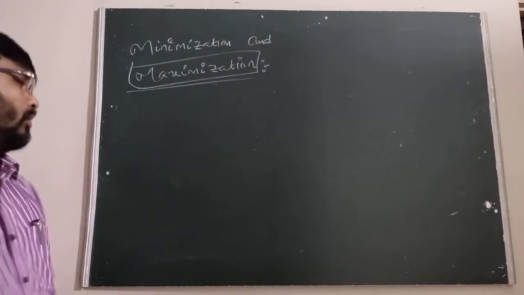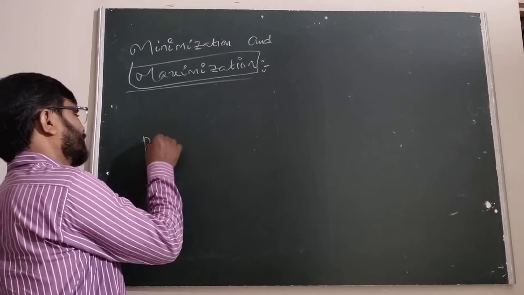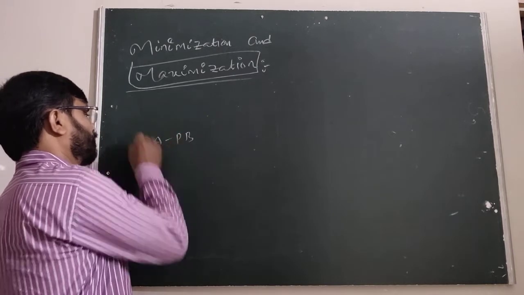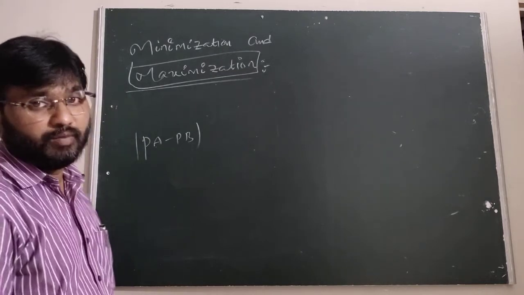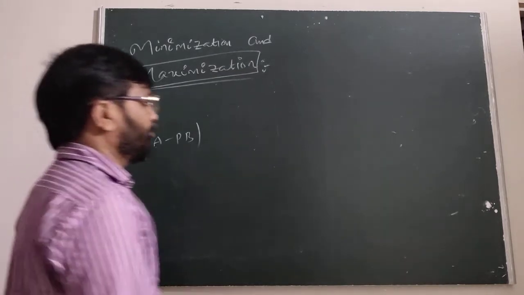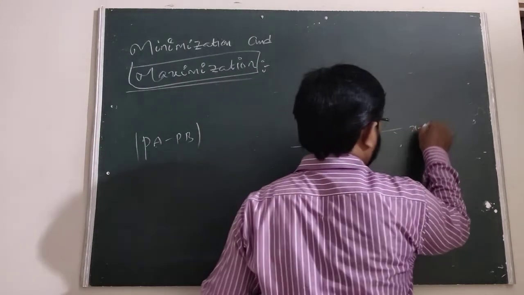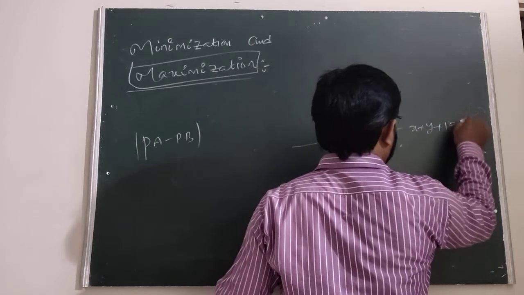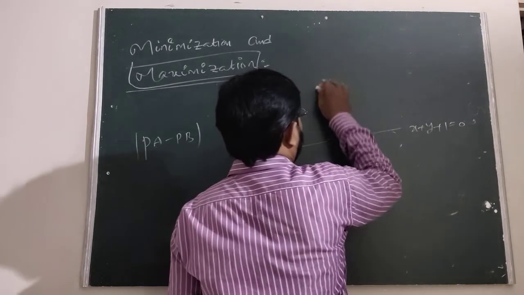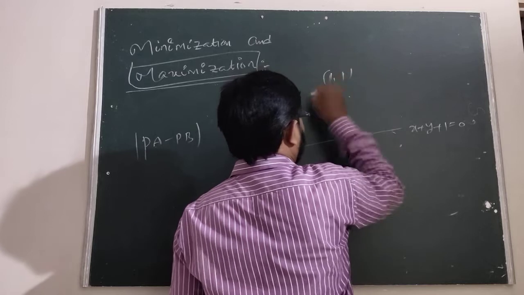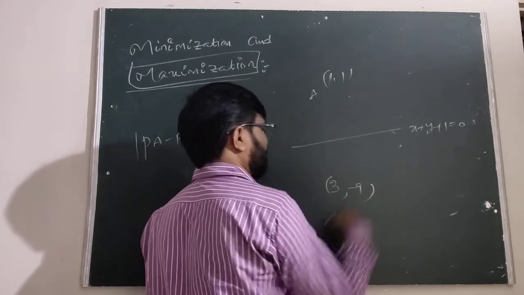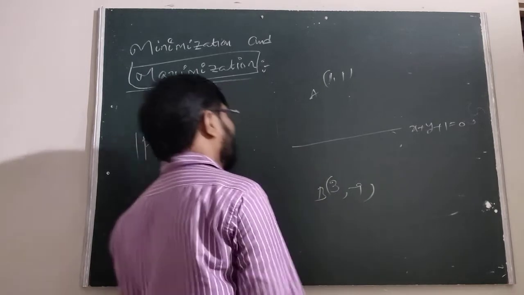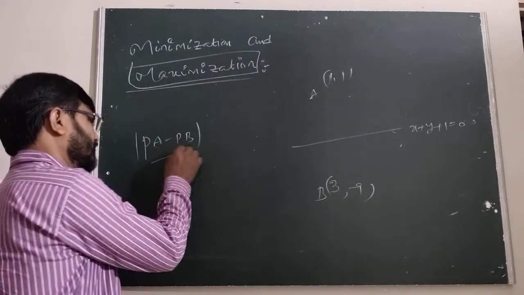So the maximization, when P, A and B are on the same side, just now we found the point P. Suppose A and B, suppose we are taking the line x plus y plus 1 equal to 0. This is the point (1, 1). And another point, suppose we are taking (3, minus 9). This is B. How to find the maximum distance in this case?